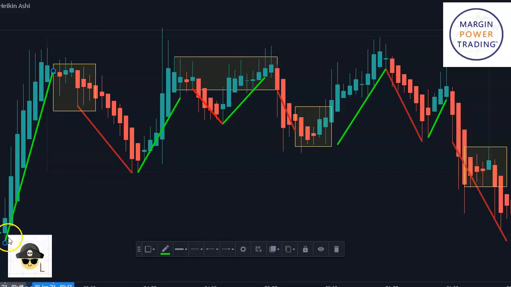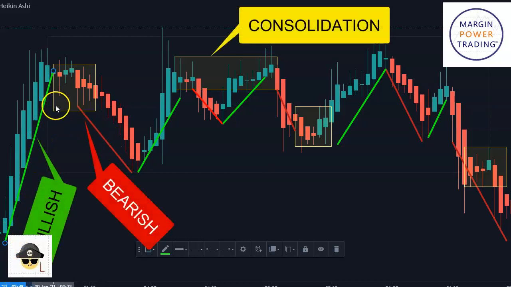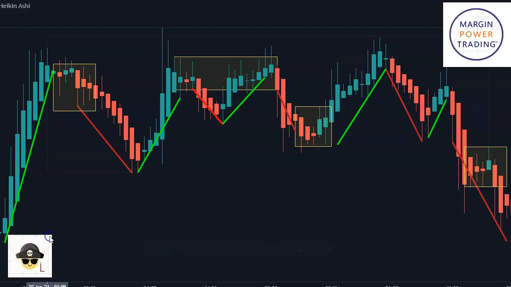Okay? This is what we call a bullish move. This is what we call a bearish move. And this is what we call a consolidation move. Bearish, bullish, consolidation. Why is it a bear? Why is it a bull? Why is it consolidation?